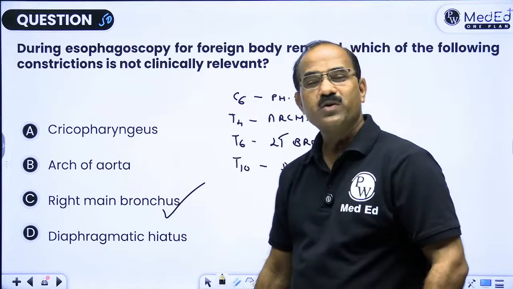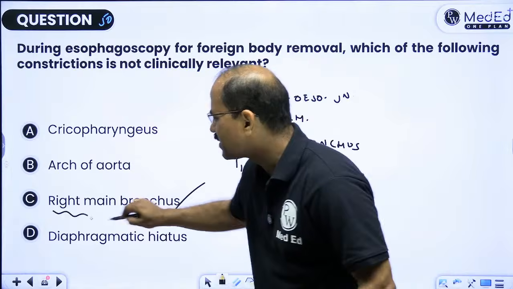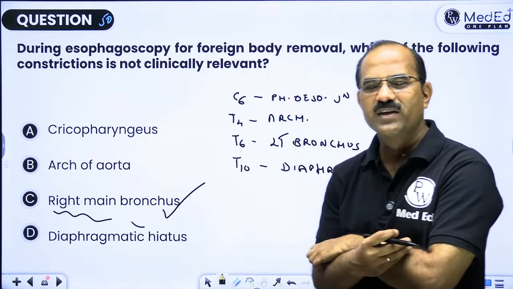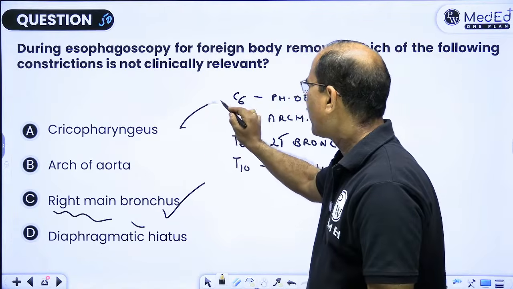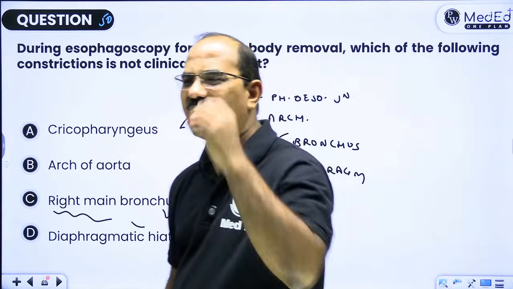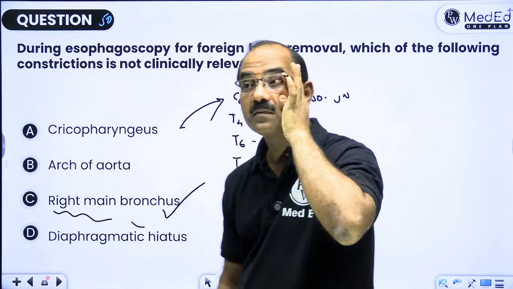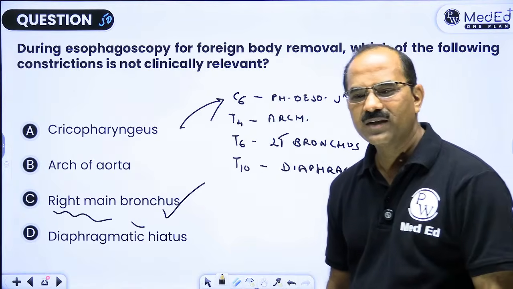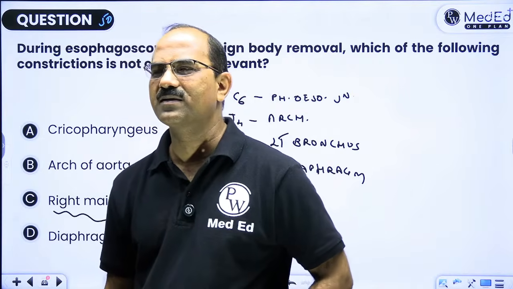देखो ना बच्चों, just try to see the options properly. आप बहुत close होगा. Right bronchus का तो सवाल ही नहीं है ना. Right bronchus doesn't obstruct the esophagus. It's the left bronchus बच्चे. Cricopharynx pharyngoesophageal junction. That is C6. Cricopharynx का level is C6. Pharyngoesophageal junction. That's C6.